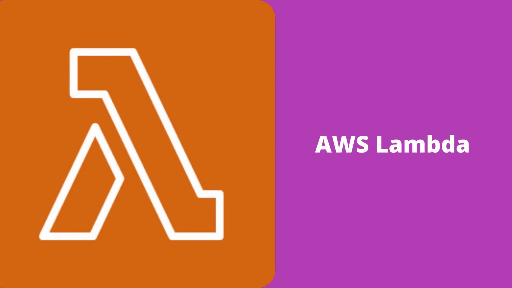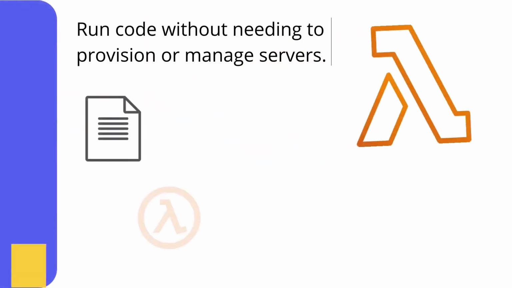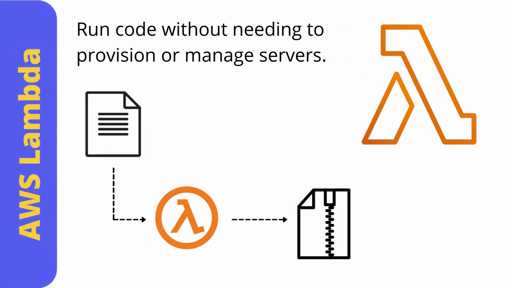Now let us understand about AWS Lambda. AWS Lambda is a service that lets you run code without needing to provision or manage servers. You upload your code in a Lambda function, which runs only when a request comes in. While using AWS Lambda, you only pay for the compute time that you consume. You will be charged only when your code is running. With AWS Lambda, you can run code for virtually any type of application or backend service, all with zero administration.